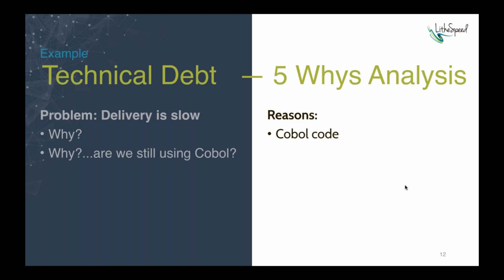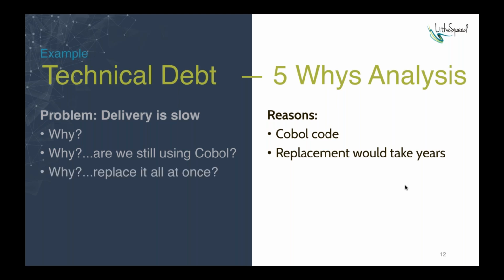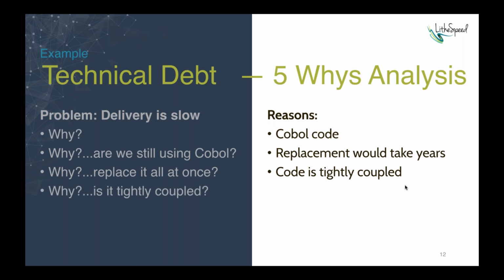And we ask ourselves, well, why are we still using COBOL code? Well, it's because replacing that has been a really onerous effort. It's going to take years to do. It's not something that we can do really, really fast. All right, so why is it that we can't do it very fast? Well, the reason is because we can't replace it all at once. Why can't we do that? Well, the code is tightly coupled. We were just designing it for COBOL. Everything's working together. And so why is it tightly coupled is another good question, now we're down to our 4th why.